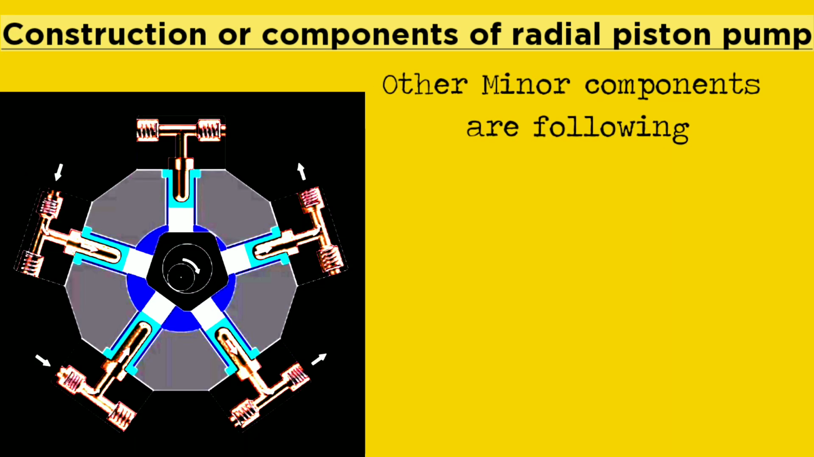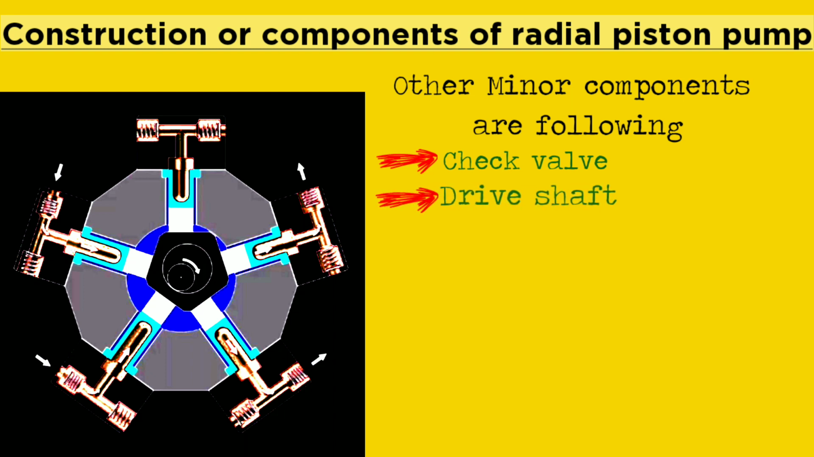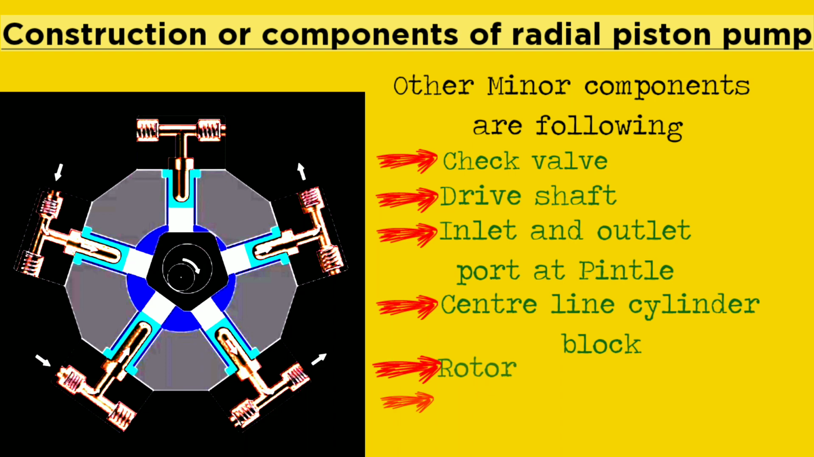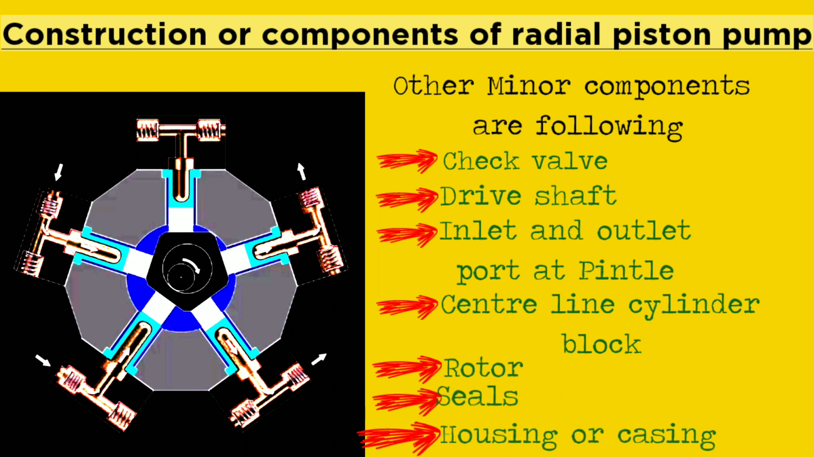Now the minor accessories are: check valve, drive shaft, inlet and outlet port at the pintle, center line of the cylinder block, rotor, seals, housing or casing.